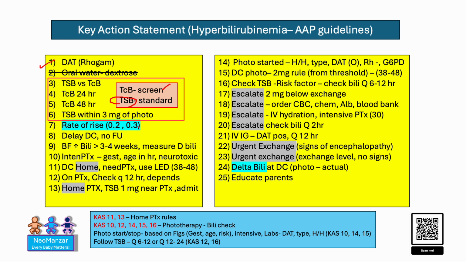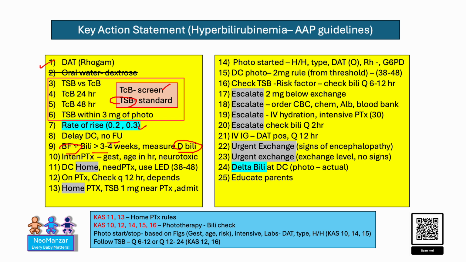Then rate of rise, as highlighted, is important. Then again, this is common sense that you should delay discharge if there is no follow-up. So no science needed here. And if mom is breastfeeding and bilirubin keeps on rising, of course we'll do the direct Bili. We just want to rule out cholestasis. So again, that's easy to remember.